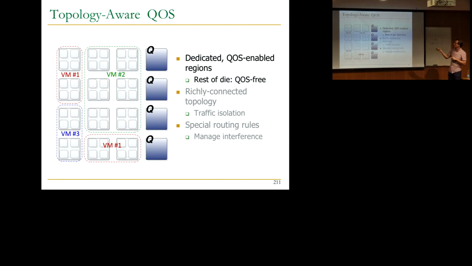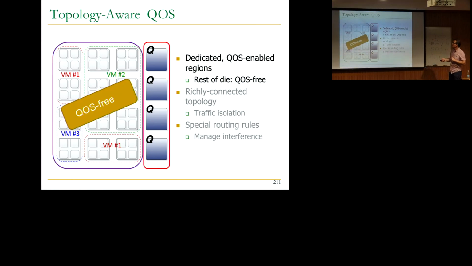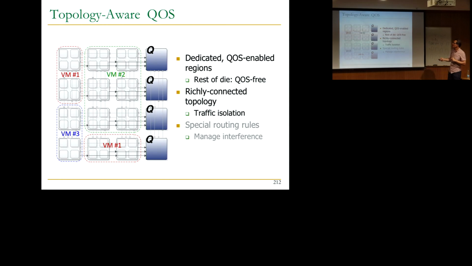OK, so basically, the first idea is we have these shared resources that are dedicated, and there's quality of service inside them. If you want to go from here to here, you have a quality of service aware router, for example. Rest of the die is quality of service free. But we have a richly connected topology to provide traffic isolation. So basically, that's the idea over here. If for this virtual machine to reach this quality of service aware region, you can directly go through there. For this virtual machine, same. You can directly go through there. For this virtual machine, you can also directly go through there. So basically, you have direct connectivity to your quality of service regions.